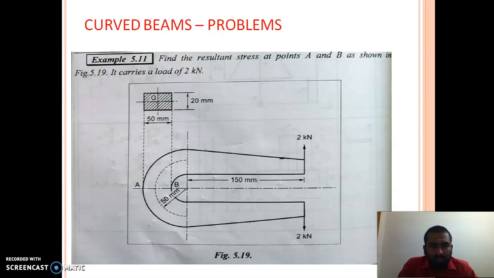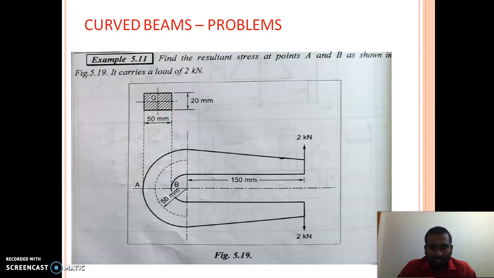The problem is: find the resultant stress at points A and B as shown in figure 5.19. It carries a load of 2 kilonewton. Even though it is a curved beam, once you cut this section, it will be rectangular. The first thing you have to note down is that the cross section will be rectangular. If you cut a portion AB in the curved beam, you will get a rectangular cross section. Here the dimensions of the rectangular cross section are given as 50 mm by 20 mm: 50 mm depth, 20 mm breadth.